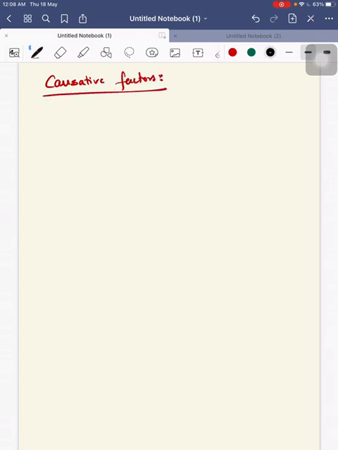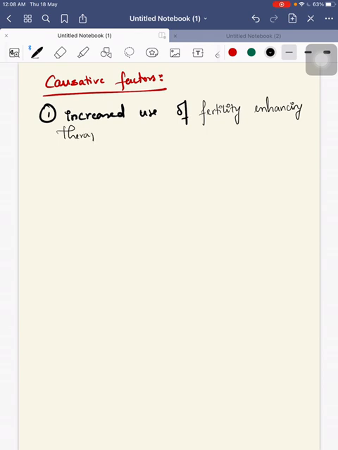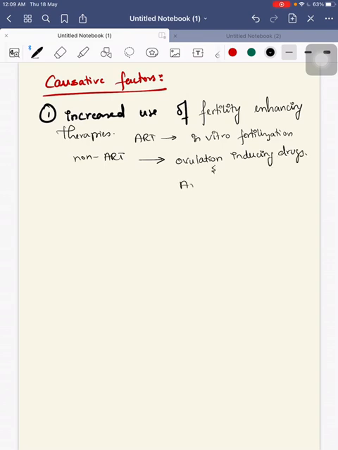There are two main causative factors. The first one is increased use of fertility enhancing therapies nowadays, such as assisted reproductive therapy, in vitro fertilization IVF, or it can be non-ART, that is by using ovulation inducing drugs, or by artificial insemination.